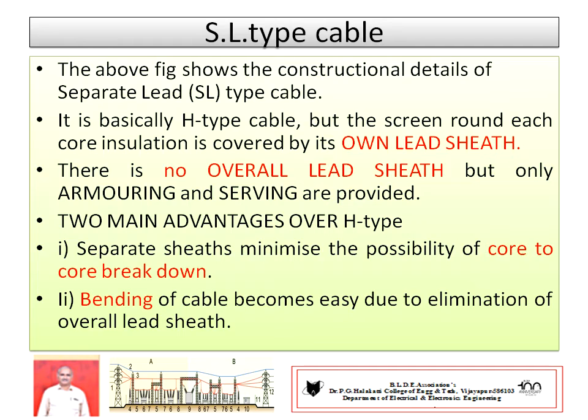Number two, the bending facility of the cable increases due to the elimination of the overall lead sheath. As compared to H type, bending capacity also increases. Where more bending is required for the installation situations, then we have to prepare SL type cables.